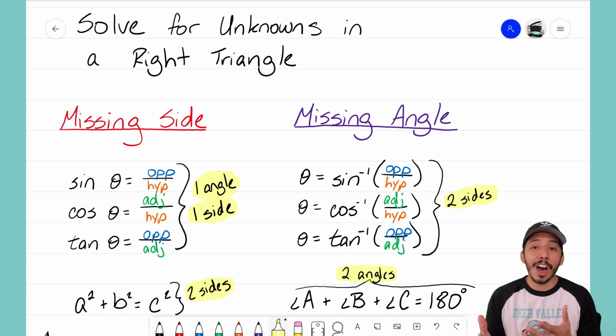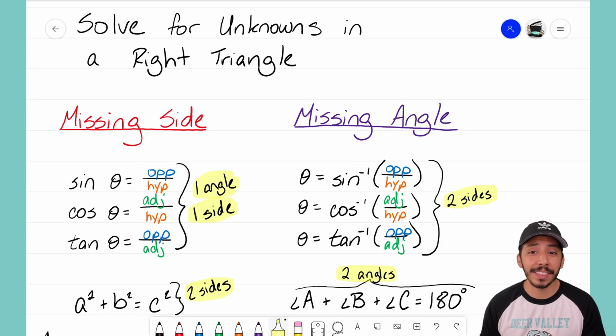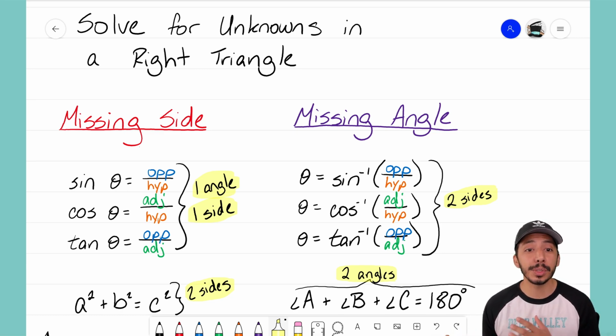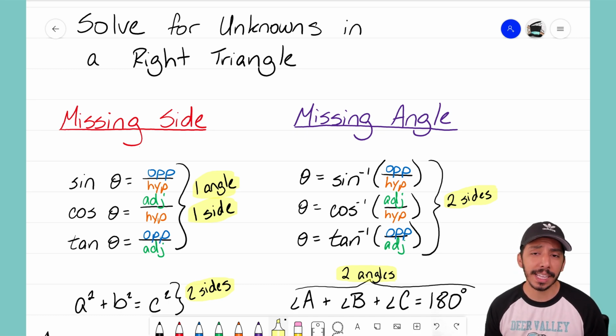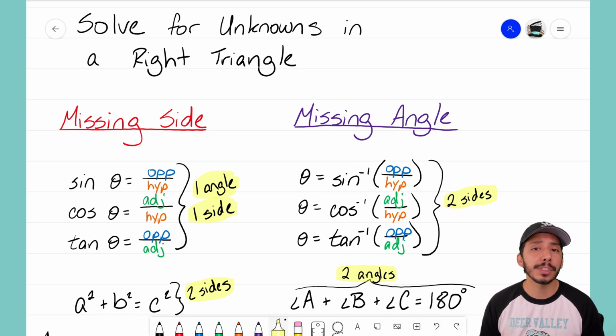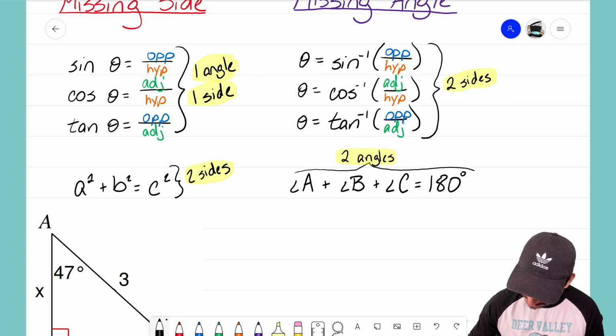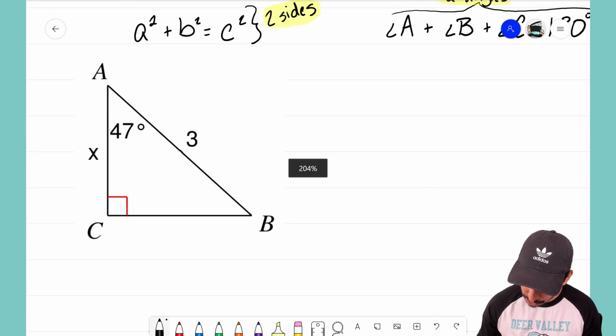Now, this is a lot of information, right? This is a lot of tools and resources that we can use, and it can get kind of confusing to know when to use one or when to use the other. So as we move through these examples, I'll highlight the facts of what I know and which tool I'll be able to use, because in most situations here, there's only going to be one right tool to use to start us off with.